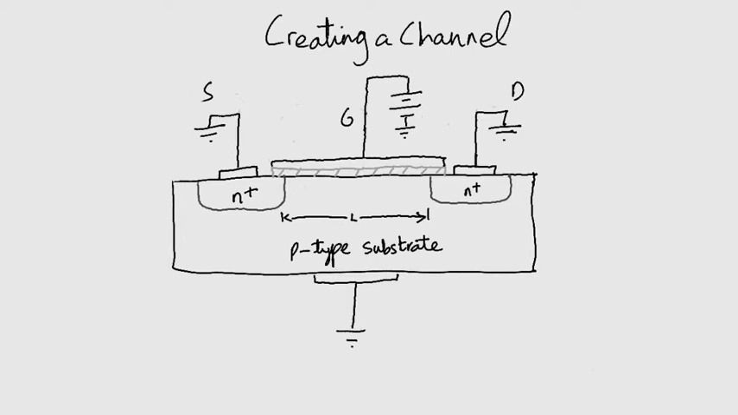Consider the situation in this figure on your screen. Source and drain are grounded. A positive voltage is applied at the gate. This voltage appears across the gate and source, and so is denoted by VGS. The positive voltage attracts the negatively charged electrons in the substrate under the gate, thereby creating a channel.